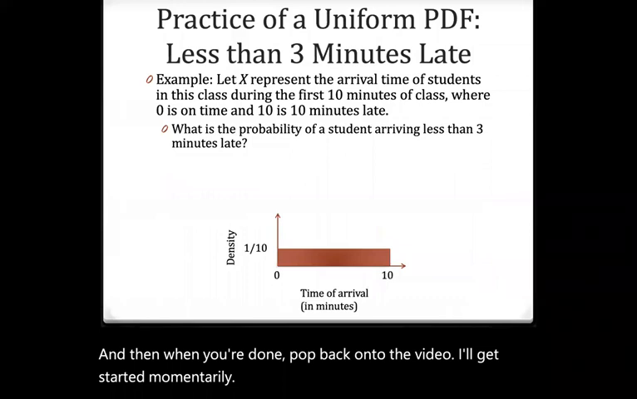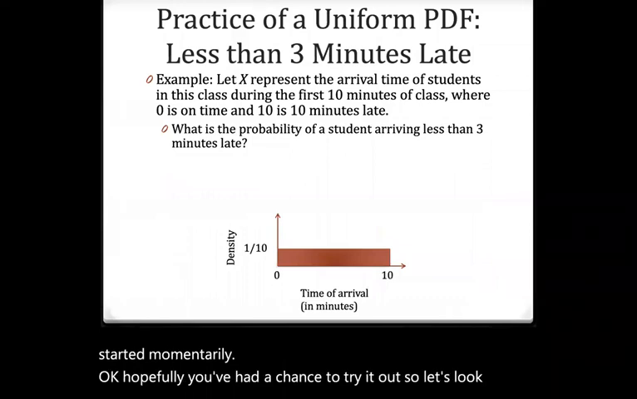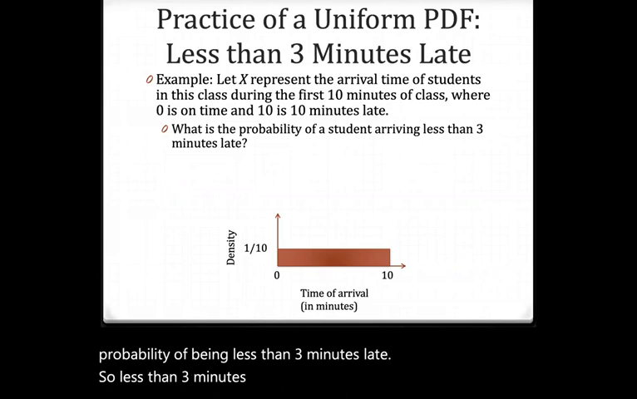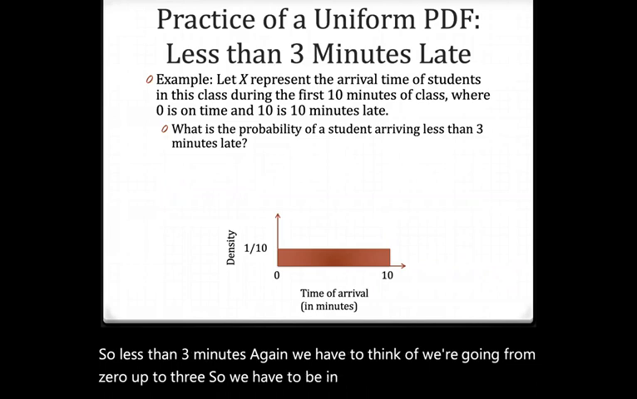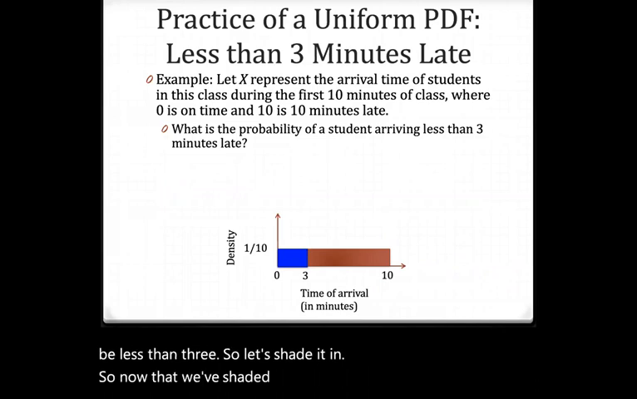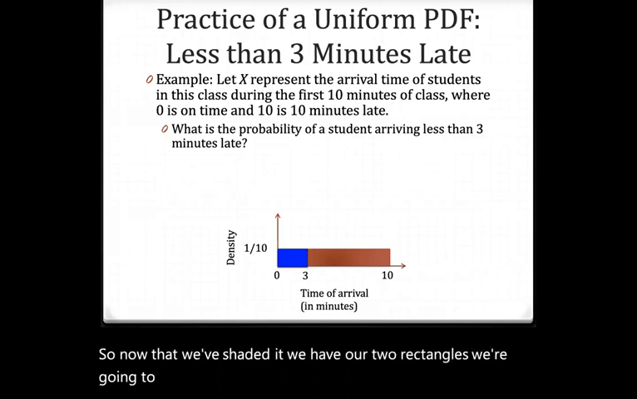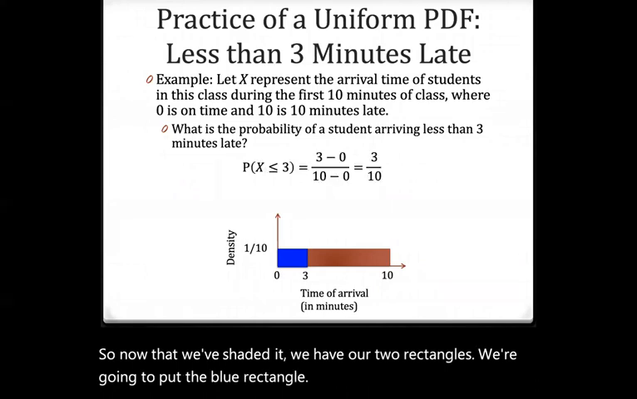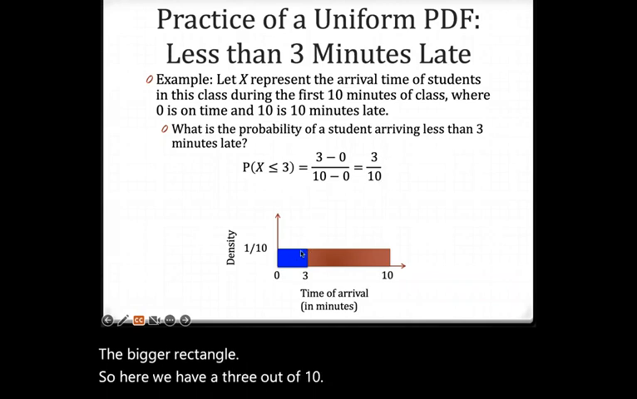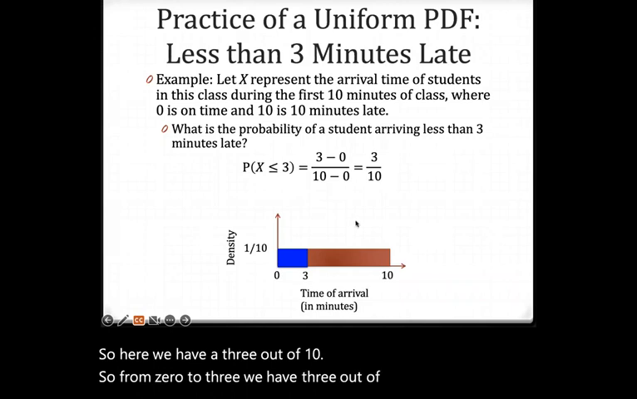Okay, hopefully you've had a chance to try it out. So let's look at the probability of being less than 3 minutes late. So less than 3 minutes, again, we have to think of, we're going from 0 up to 3. So we have to be in that interval in order to be less than 3. So let's shade it in. So now that we've shaded it, we have our two rectangles. We're going to take the blue rectangle, and we're going to calculate that. And we're going to put it over the bigger rectangle. So here we have a 3 out of 10. So from 0 to 3, we have 3 out of the entire thing, which is 10.